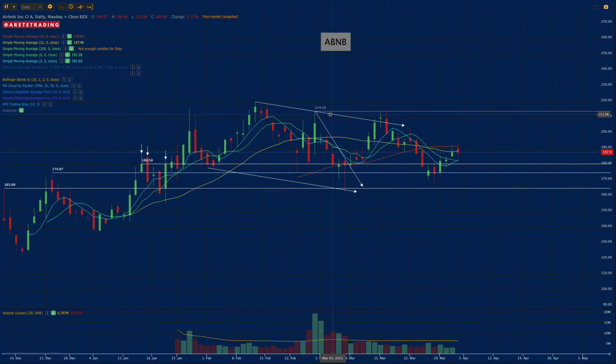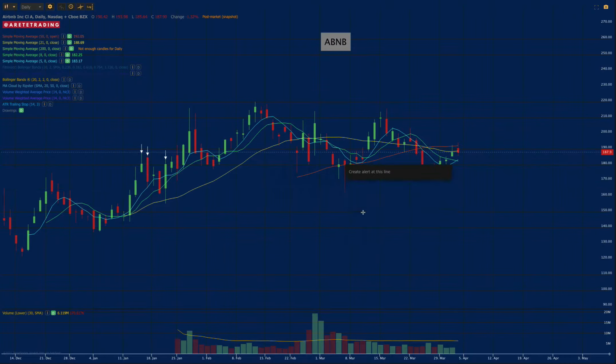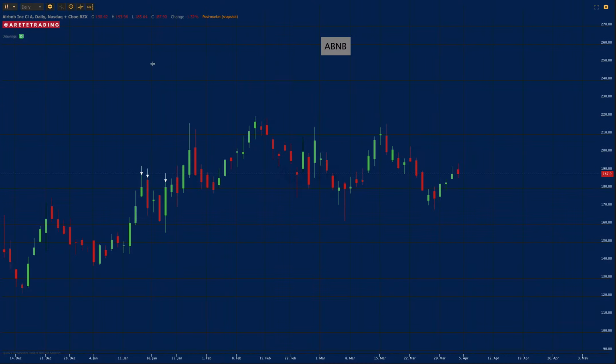So very quickly, Airbnb is where we're going to start. I'm going to get rid of all these segment lines and horizontal lines, and we're just going to start over. Let's get rid of the indicators for a moment and just look. You can see that you have this enormous base right here, right? So let's just start there.